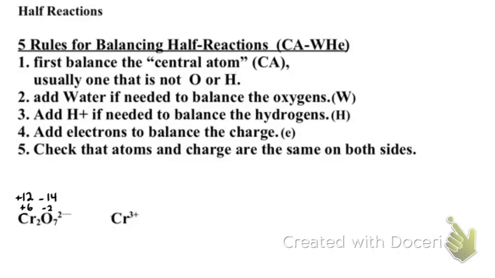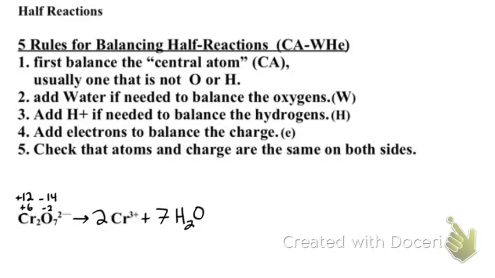Alright, so here's our reaction arrow. And we need to balance this chromium. I have 2 chromiums on this side, Cr2, but only 1 chromium on this side. So I need to put a 2 out front. Alright, rule number 1, check. Rule number 2, I need to add water if needed to balance oxygens. I have 7 oxygens on this side, no oxygens on this side. So I need to add 7 H2O molecules. Great. Now my water is balanced and my oxygens are balanced.